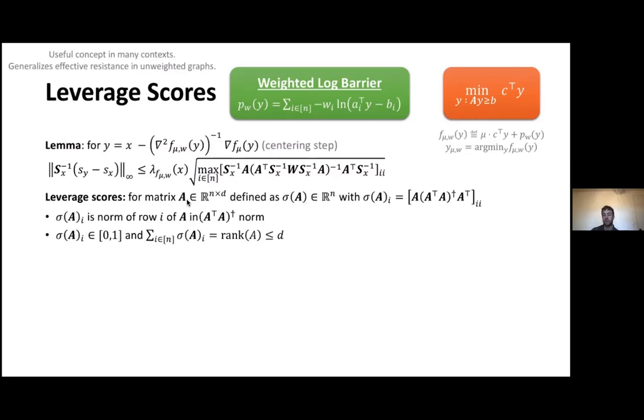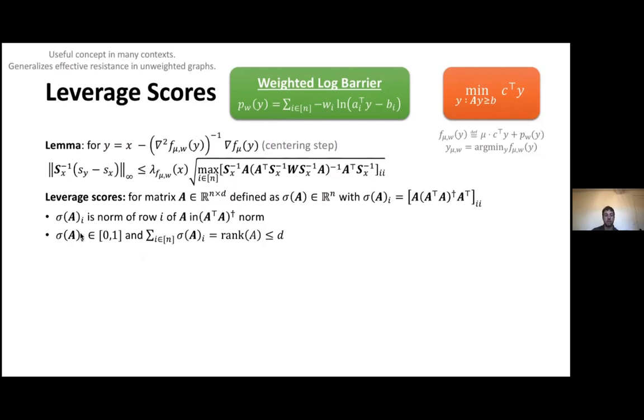Formally, leverage scores for a matrix A, an n by d matrix, are defined as the vector in R^n where the ith coordinate, the leverage score of row i, is simply the ith diagonal entry of the orthogonal projection matrix onto the image of A. So take your matrix A, and form the projection matrix A (A^T A)^{-1} A^T, or with the pseudo-inverse. The ith diagonal entry of this is the leverage score of row i.